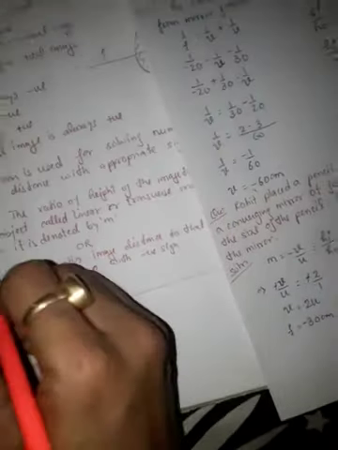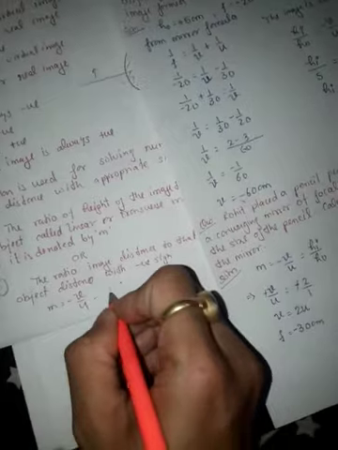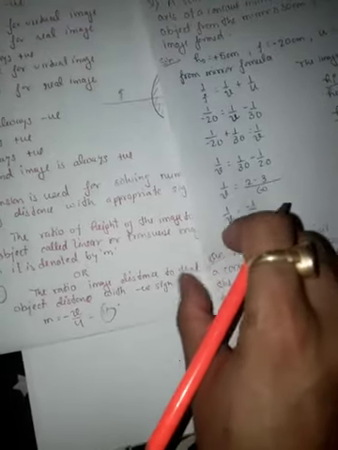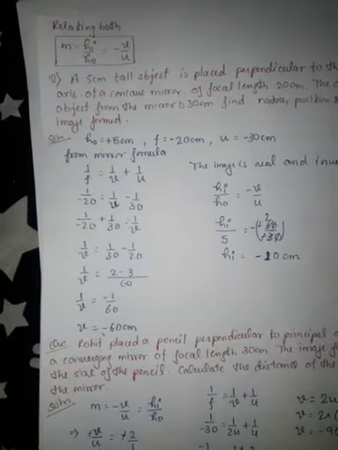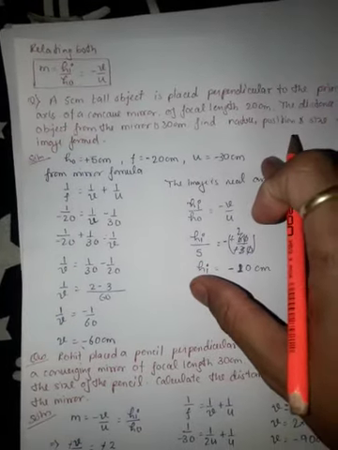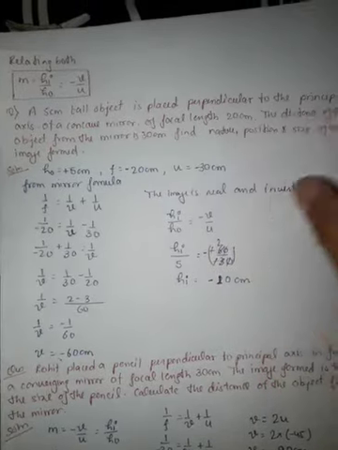So we get the relation from the first and second. This is the first and this is the second. We get the relation m equals hi upon ho equals minus v by u. Now I will use this formula to solve the numerical.